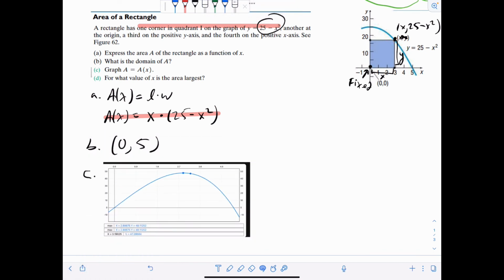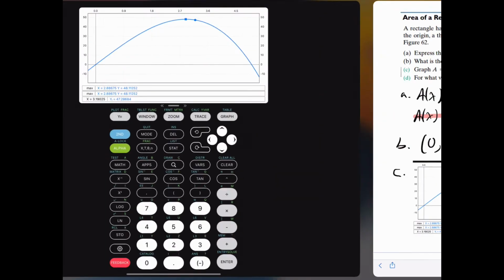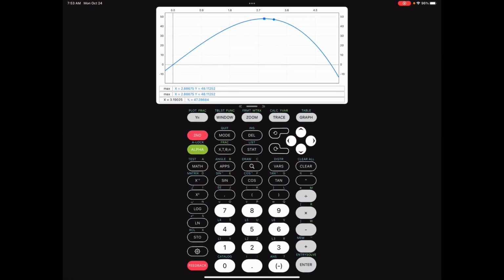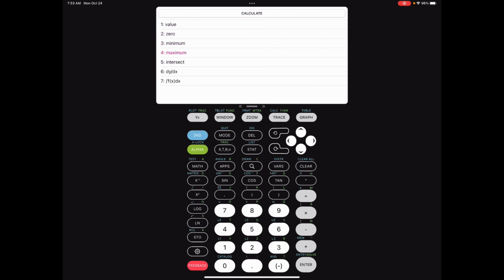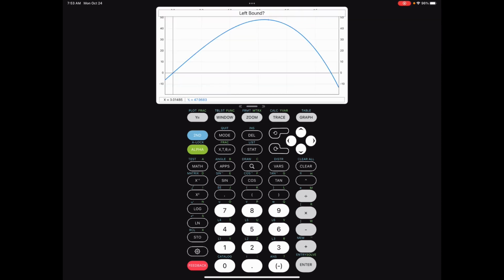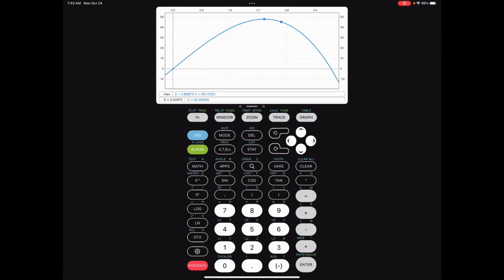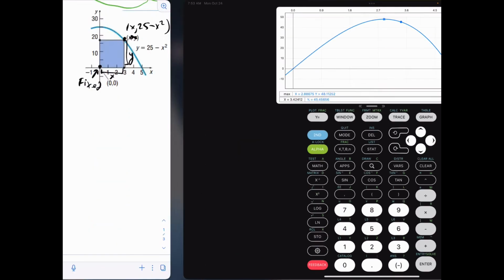So now it says for what value of x is the area the largest? So I'm just going to go to my second trace. I'm going to go to maximum, left bound, right bound, and it's right there. So I'm going to note that on my work here.